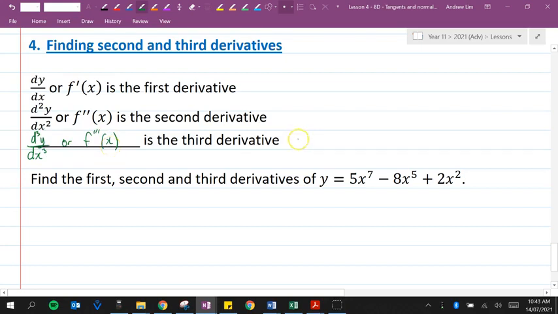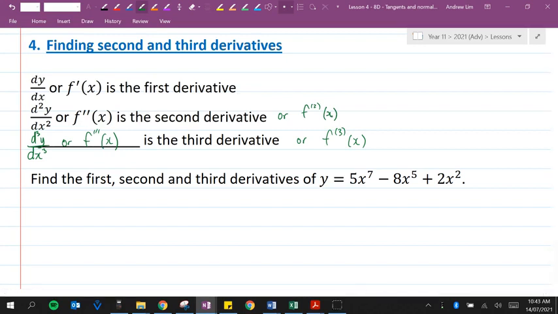Now, sometimes you might see f3 for this one. For the second derivative, you could see f2 of x. But that's pretty uncommon.